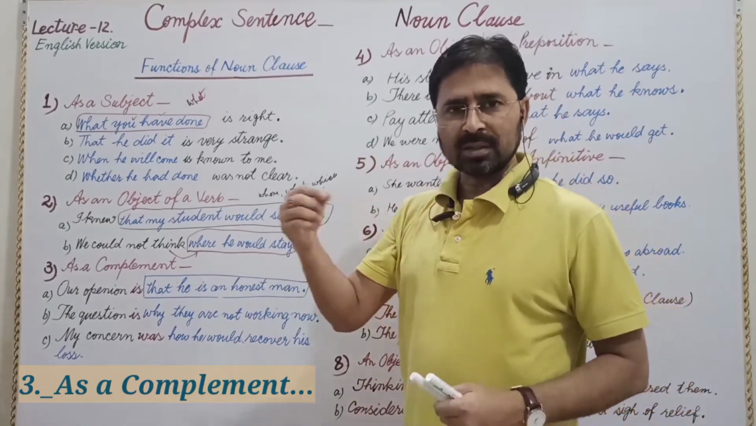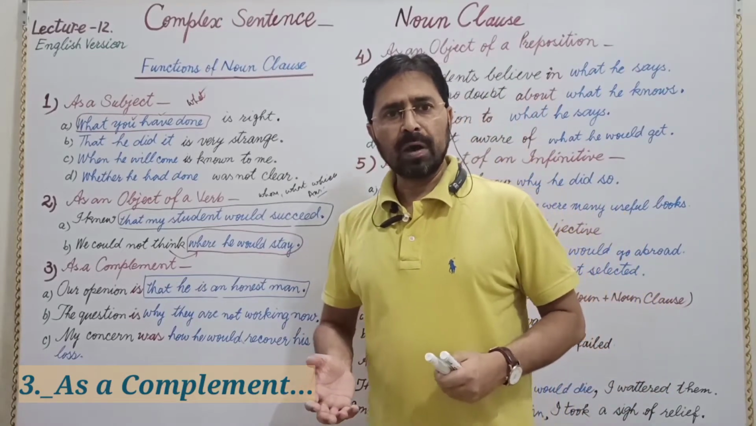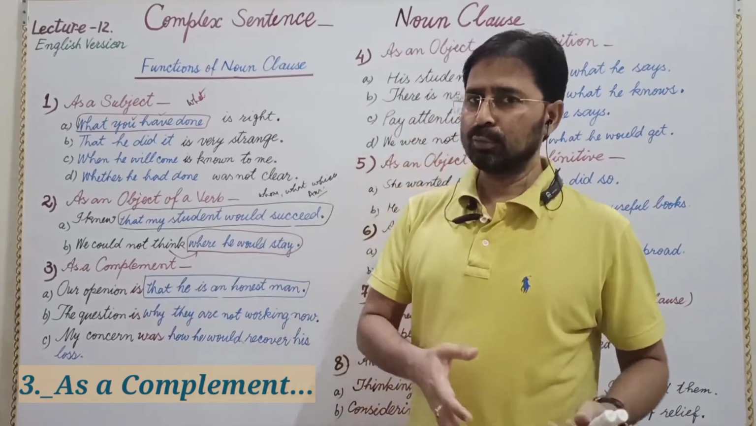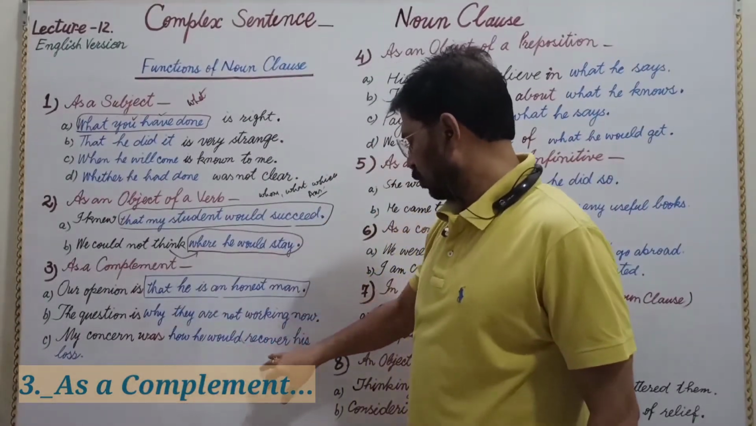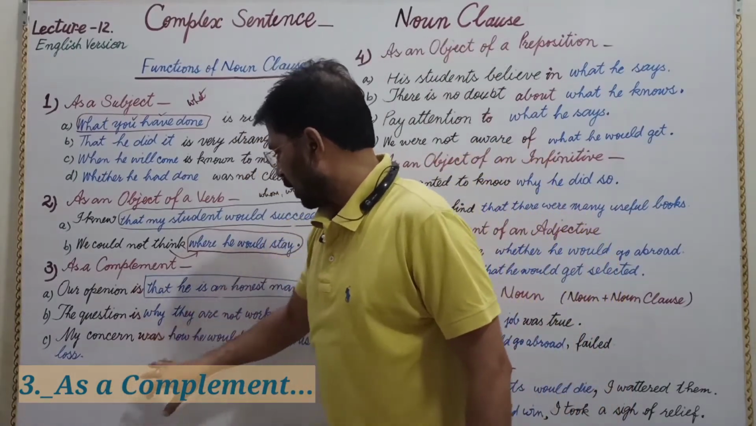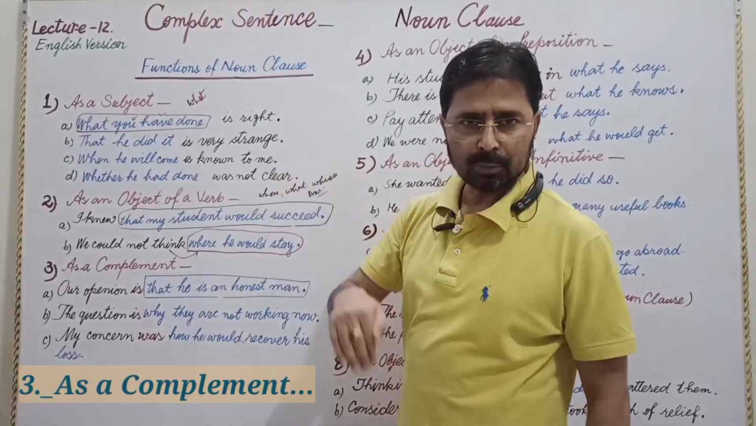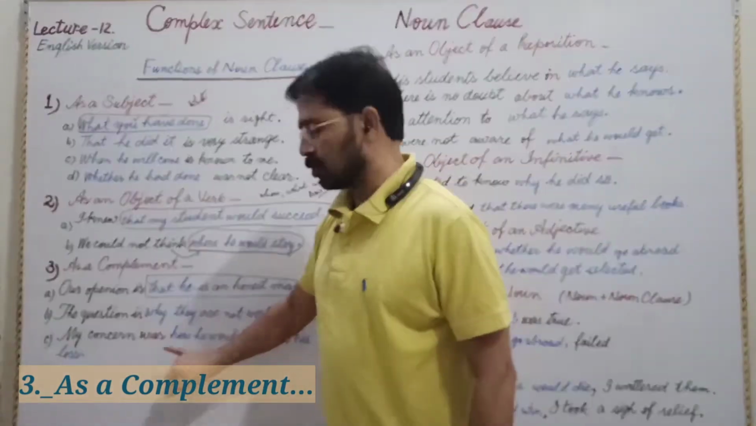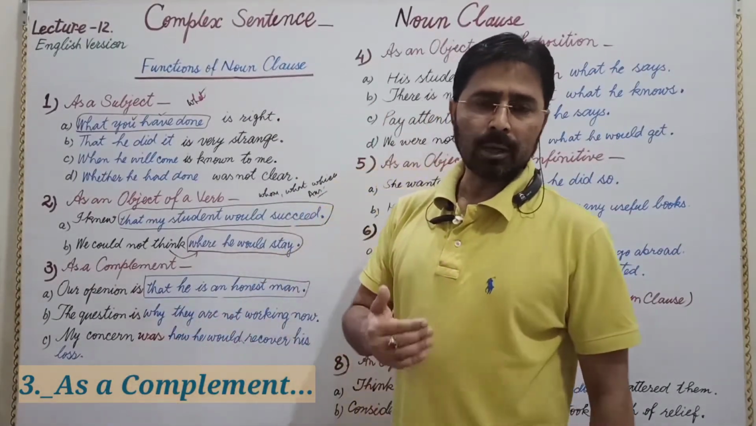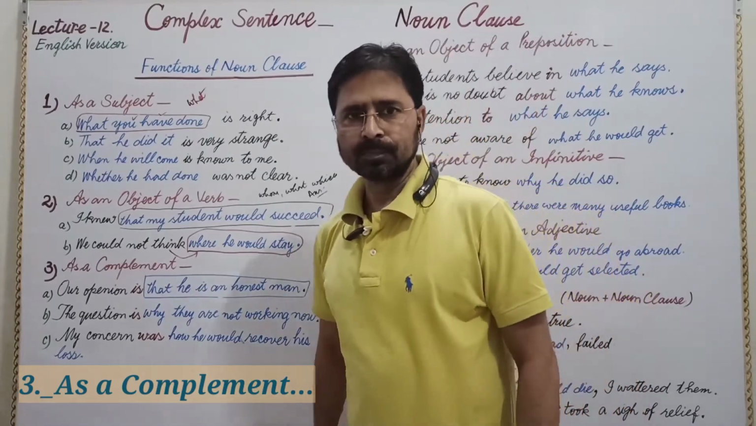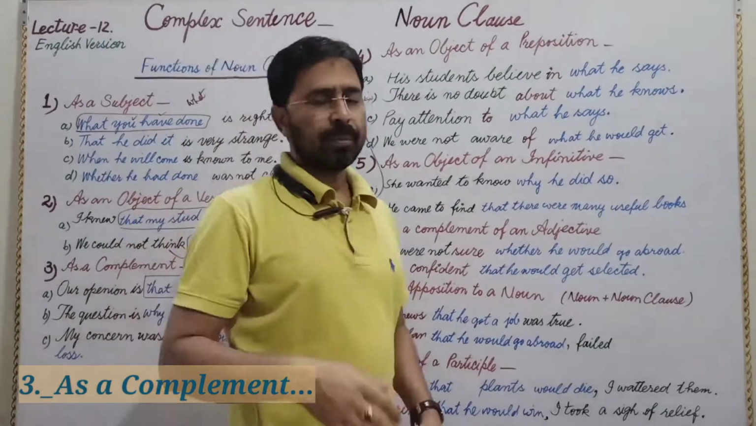That for assertive statements, question words, whether when we have doubt, or whenever we include everything, then we use what or whatever. My concern was how he would recover his loss. Now this part will also be called a subordinate clause, it will be called a noun clause, and one more thing is there, this is used as a complement because it is used after the verb to be. To be means linking verb, means is, are, am, was, were. Now let's see here point number 4, as an object of a preposition.